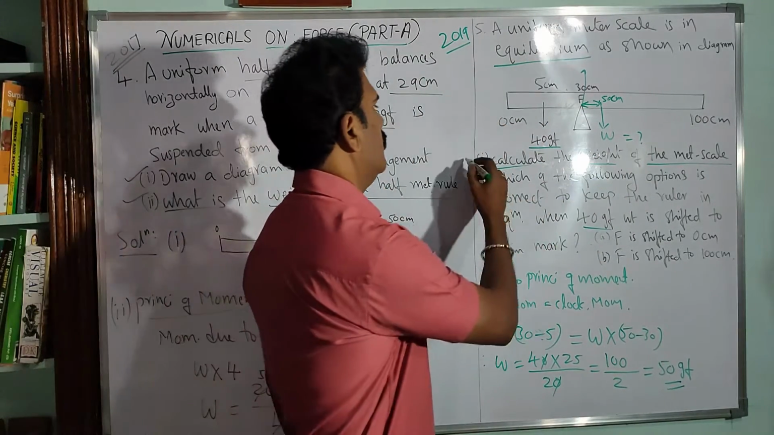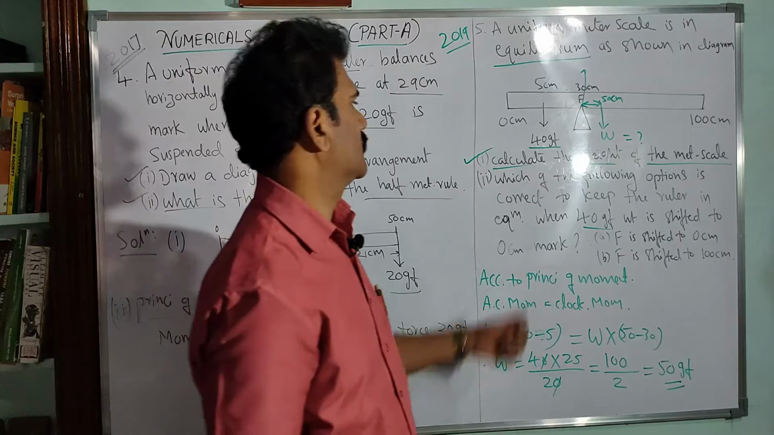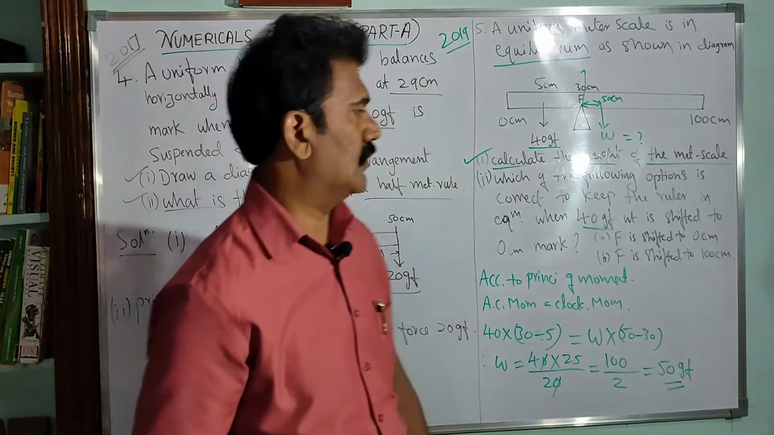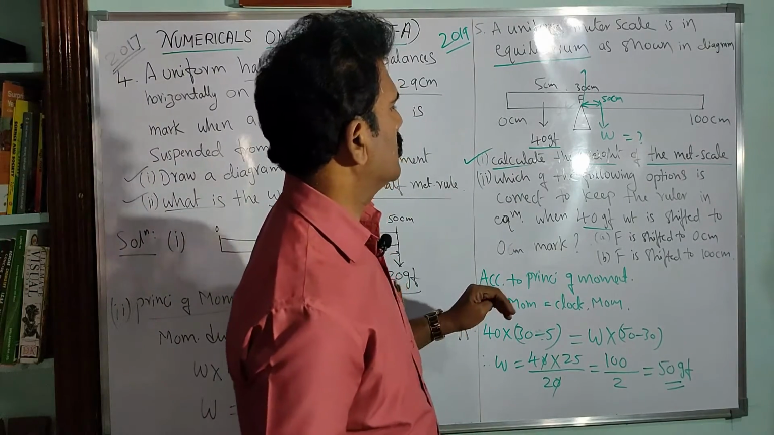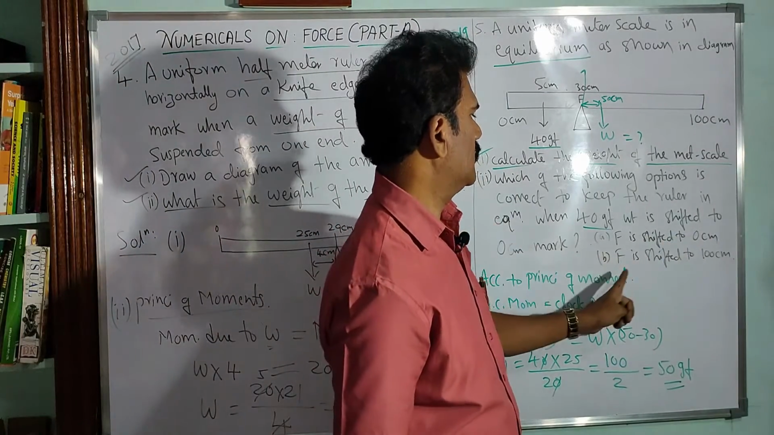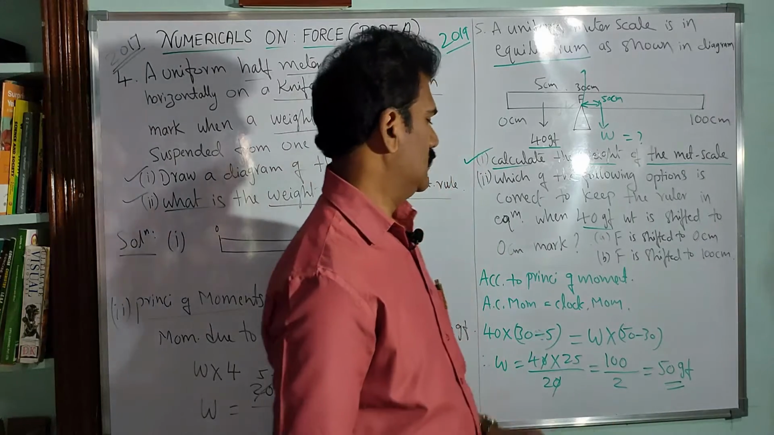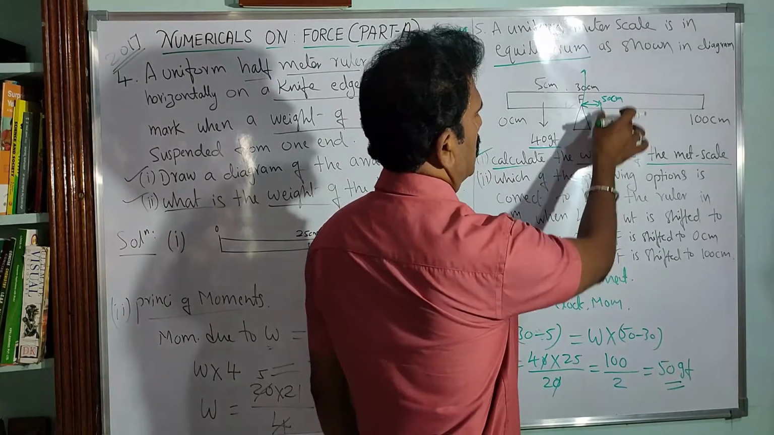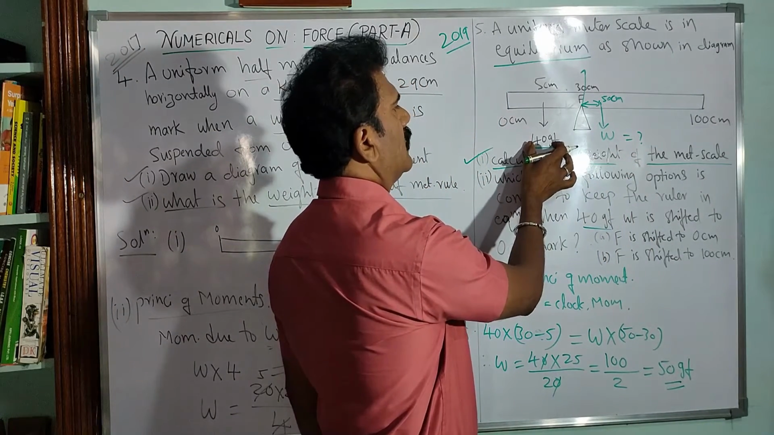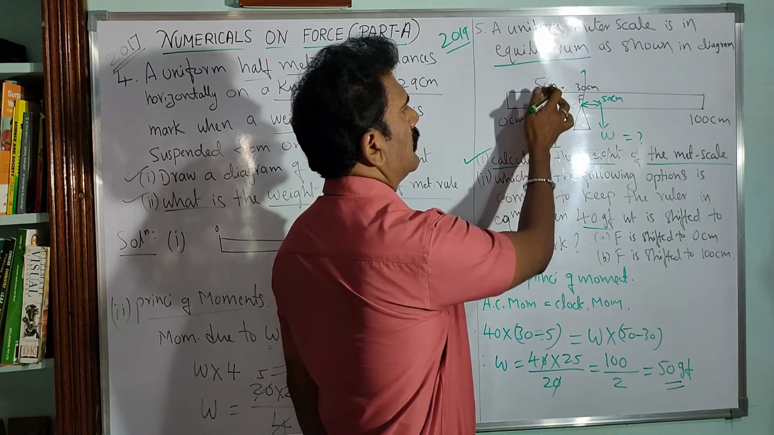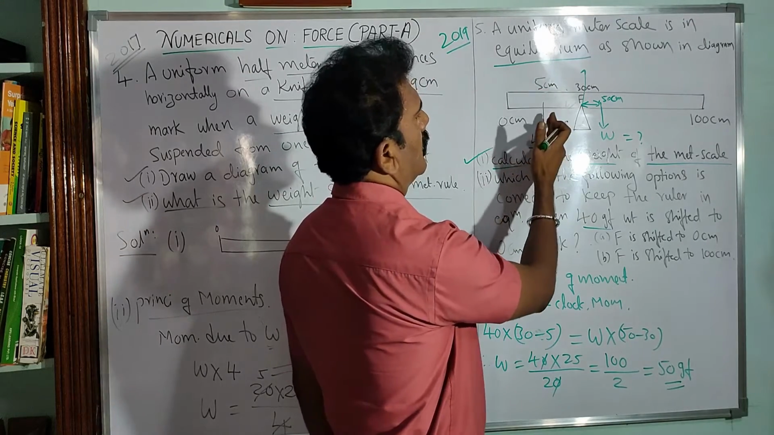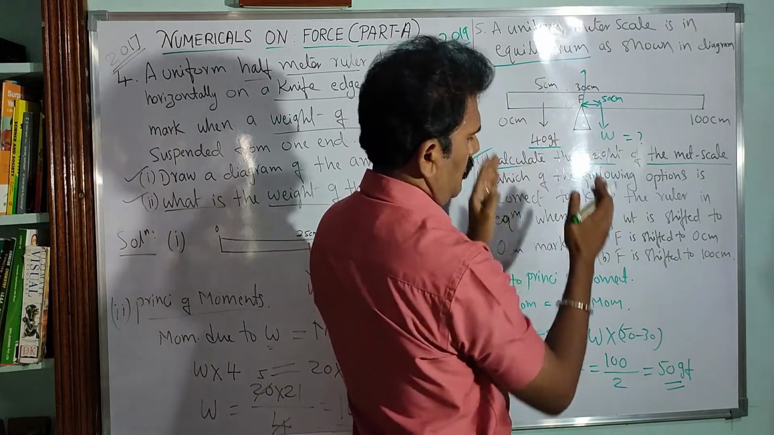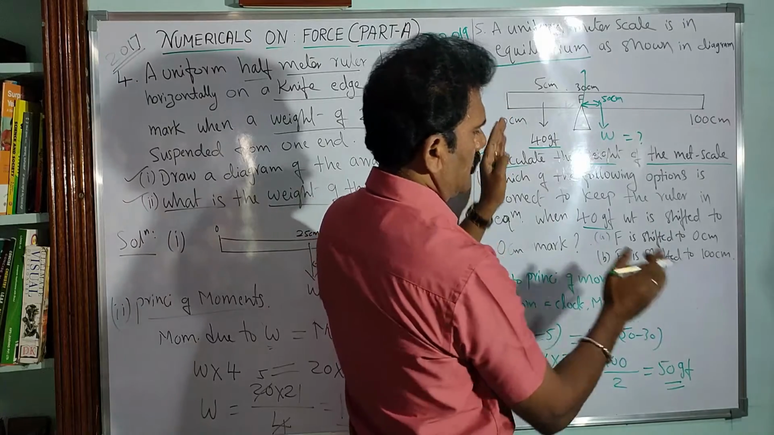Clear? So the first part of the problem is finished. Calculate the weight of the meter scale. So the weight of the meter scale is 50 gram force. Now the second part. You have to choose whether F is shifted to 0 centimeter or F is shifted to 100 centimeter. So now you just think. Here the weight of the beam itself is 50 gf and the given weight is 40 gf, already hung at 5 centimeter. Now we are shifting the 40 gf towards 0.